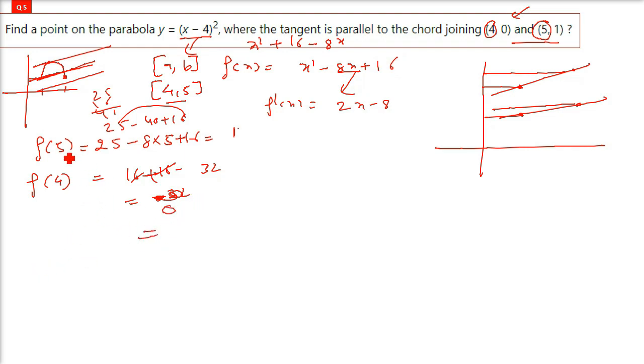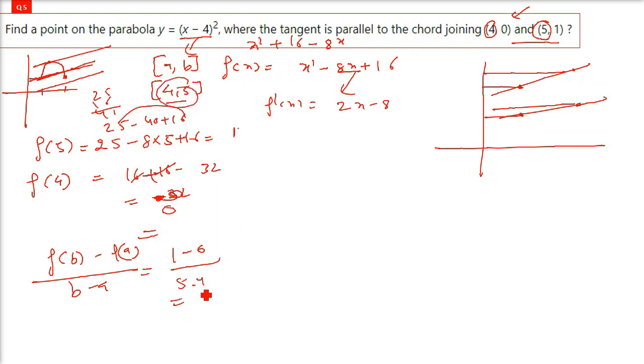So you have FB minus FA by B minus A. We have 1 minus 0 divided by 5 minus 4, that I already told you is going to be 1. So you'll get 1. Now this has to be equated to the differentiation. So we have 2x minus 8, that is the differentiation, and we'll equate it with 1. So 2x will be equal to 8 plus 1, that is 9, x will be equal to 9 by 2, that is going to be 4.5.